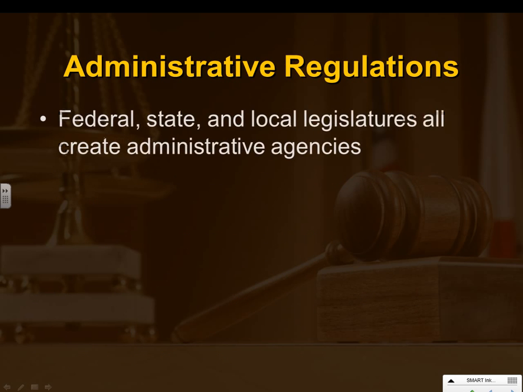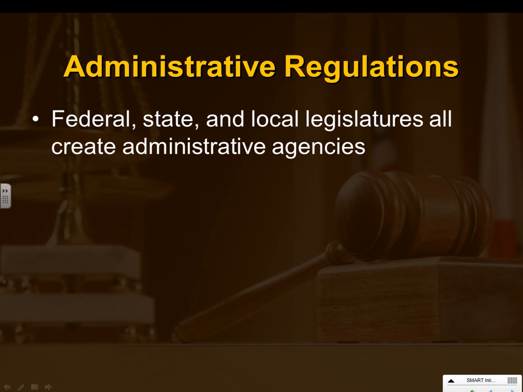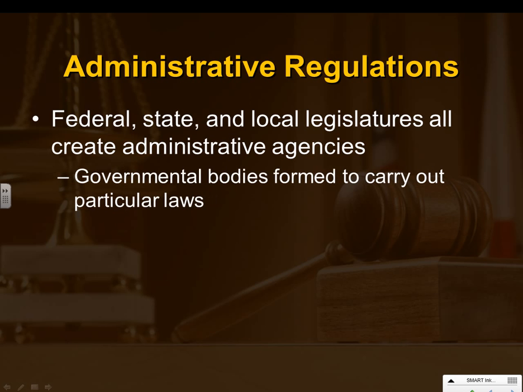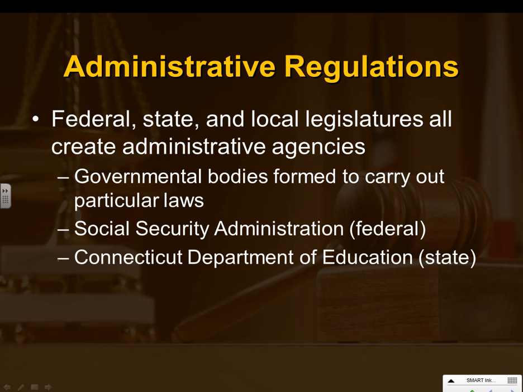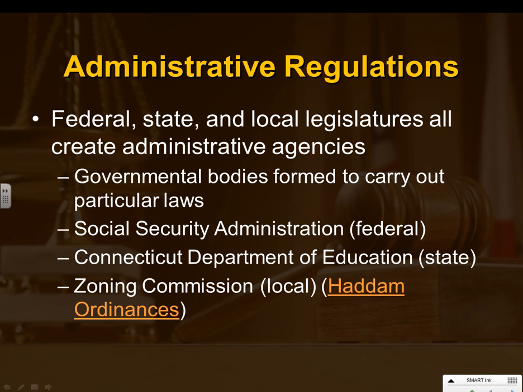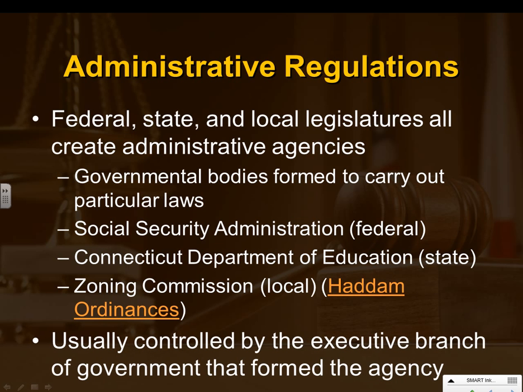Federal, state, and local legislatures all create administrative agencies. Administrative agencies are governmental bodies formed to carry out particular laws. The Federal Social Security Administration, Connecticut Department of Environmental Protection, or the Haddam or Killingworth zoning commissions are examples of administrative agencies.